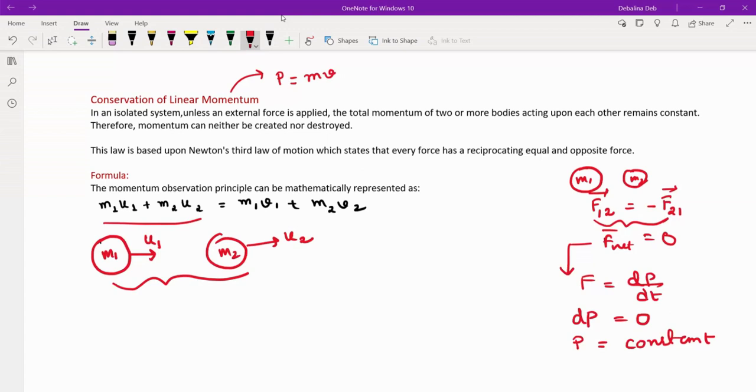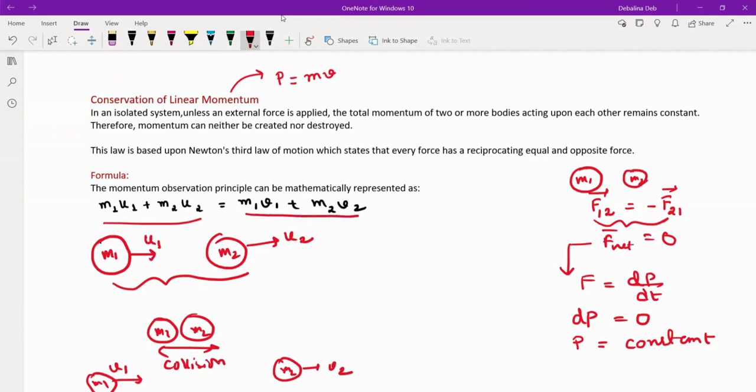So after a certain time, let us consider m1 collides with m2. That means there is a collision. And after that collision, the final velocity of m1 becomes v1 and the final velocity of m2 becomes v2. Then what will be the final momentum? It will be m1 v1 plus m2 v2. Now, according to conservation of linear momentum, the sum of linear momentum of the system, that is m1 u1 plus m2 u2, initially must be equal to the final momentum of the system, that is m1 v1 plus m2 v2.